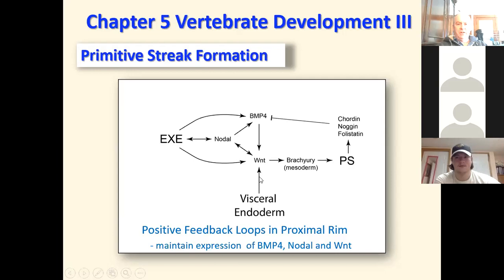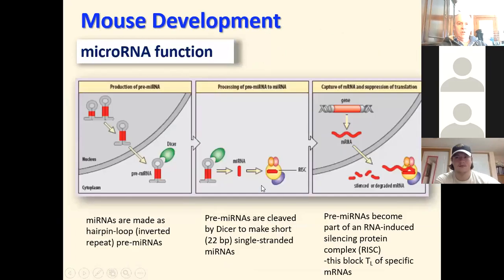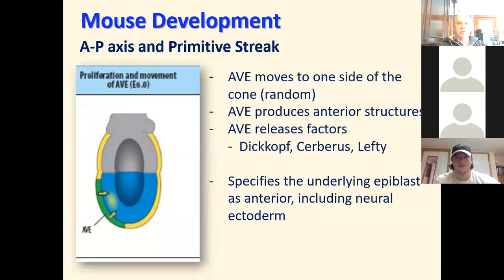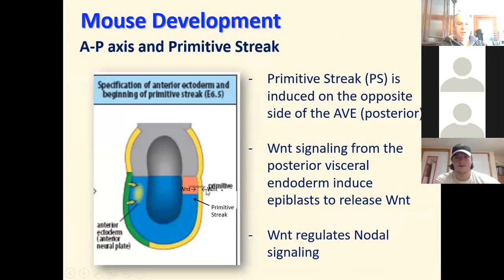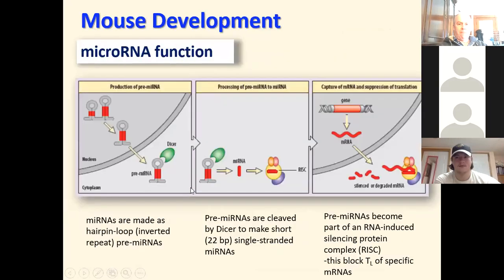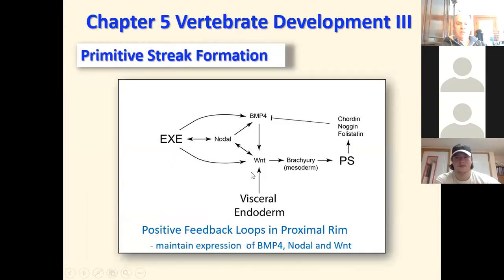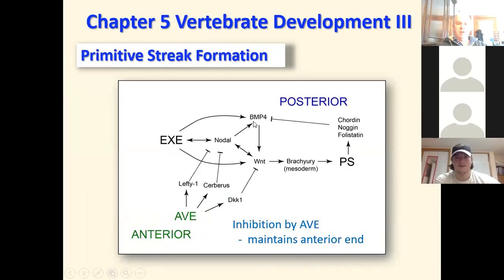And also you've got visceral endoderm producing Wnt, which is causing the epiblast to produce Wnt to release on this. So this is another back and forth kind of a thing. That's what I was showing here. Visceral endoderm making Wnt, and then the epiblast making Wnt in response. So that's what's going on here. So you've got all this love fest of hormones going on here, making everything mesodermal except where the AVE is, because the AVE is blocking all three of these by releasing lefty, Cerberus, and Dickkopf.